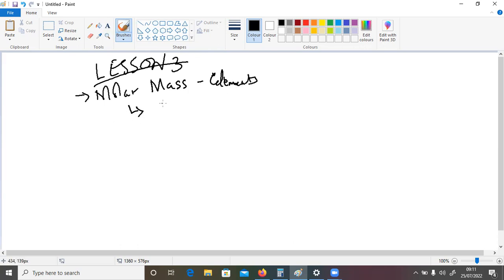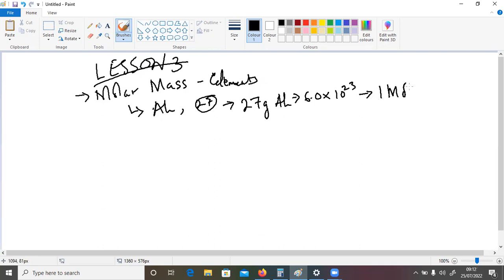Where we were saying something like, if you take aluminium, its molar mass, or its relative atomic mass, is 27. If you take 27 grams of aluminium and count the number of atoms there, they will be equal to 6.0 times 10 to the power 23. We found this is equal to 1 mole of aluminium, and we say that 27 grams is its molar mass.